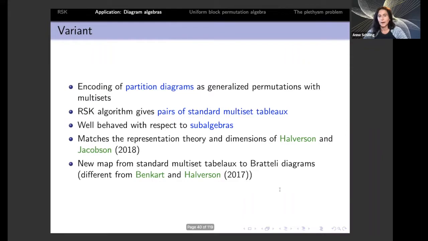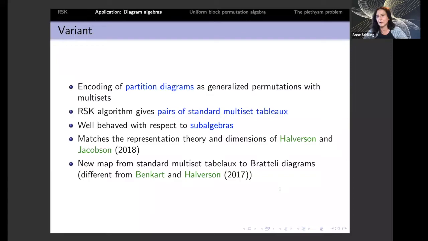We can also give a new map from these standard multiset tableaux to Bratteli diagrams, which is slightly different from the correspondence that Benkart and Halverson gave. And again, it's better behaved with respect to taking subalgebras.